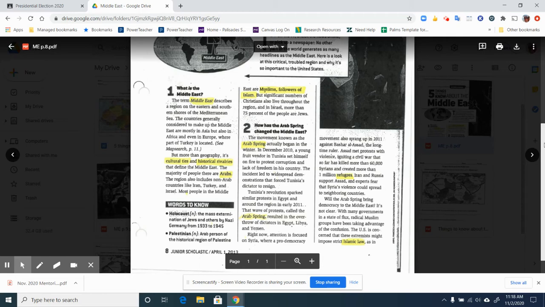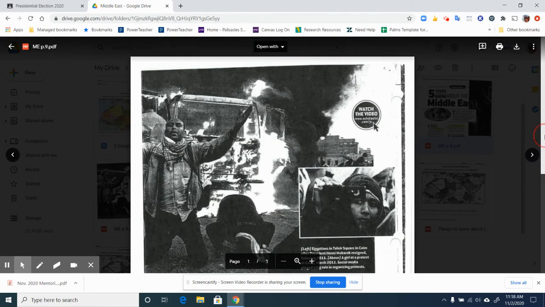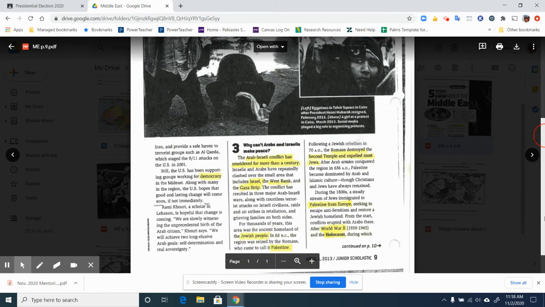Iran and Russia support Assad, and experts fear that Syria's violence could spread to neighboring countries. Will the Arab Spring bring democracy to the Middle East? It's not clear. With many governments in a state of flux, radical Muslim groups have been taking advantage of the confusion. The U.S. is concerned that these extremists might impose strict Islamic law, as in Iran, and provide a safe haven to terrorist groups such as Al-Qaeda, which staged the 9/11 attacks on the U.S. in 2001.